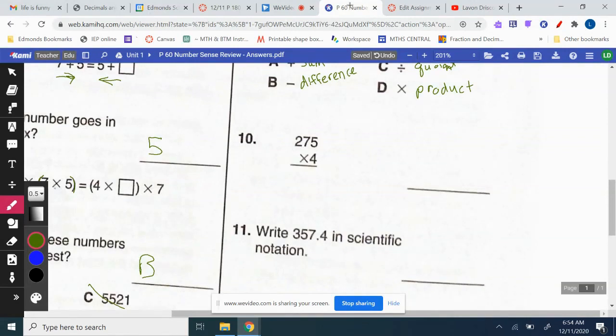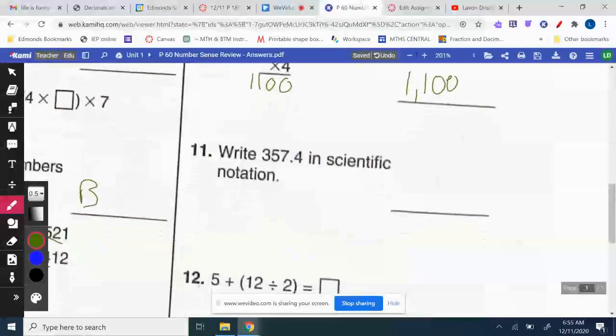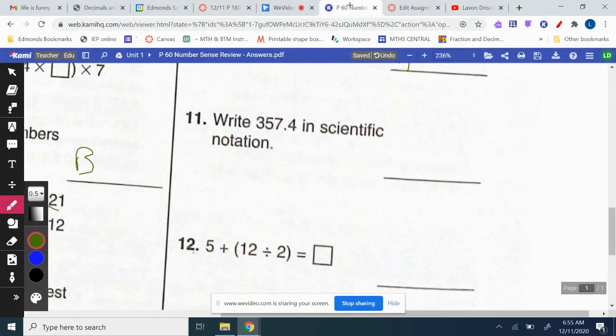Now we get to multiply. 4 times 5 is 20. Carry my 2. 4 times 7 is 28, plus the 2 is 30. Carry my 3. 4 times 2 is 8, plus 3 is 11. So my answer is 1,100.